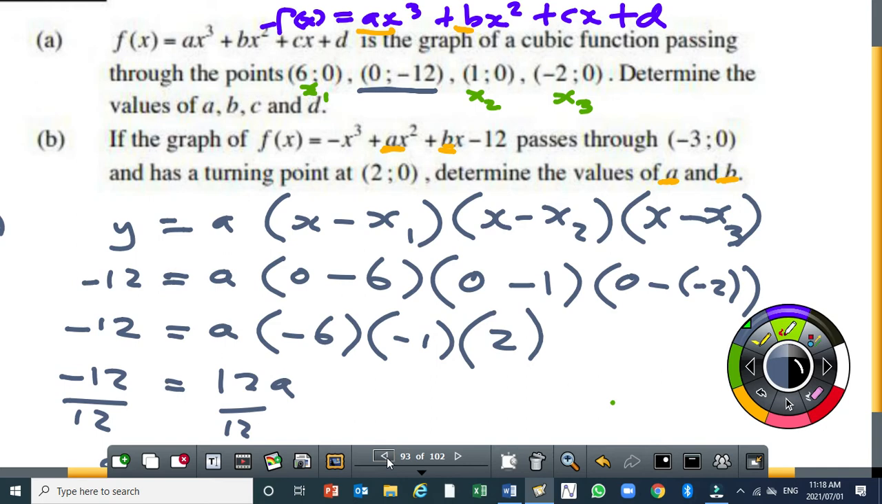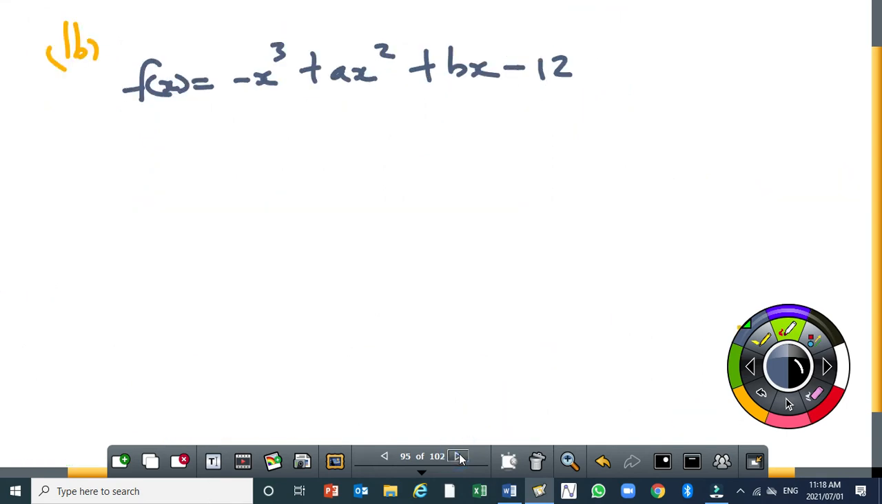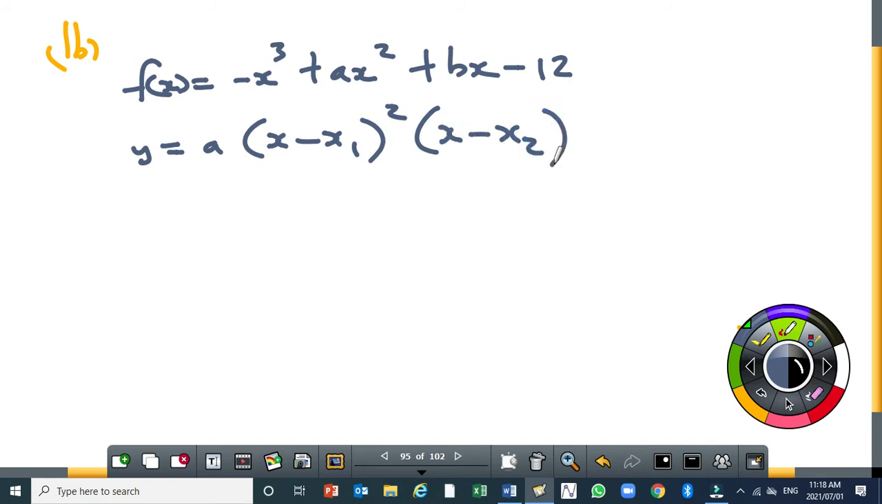Right? So, to find the values of a and b, it means we have to say y will be equal to a times (x minus x1) squared times (x minus x2). Where there is x1 here, we will put the value of x at the turning point. Is that clear to everyone? It will be the value of x at the turning point.